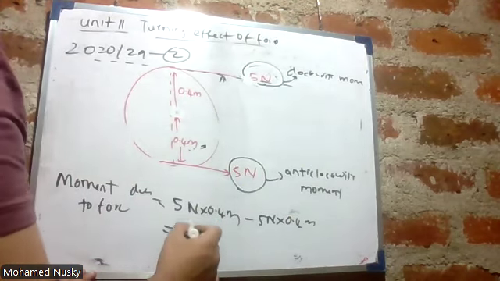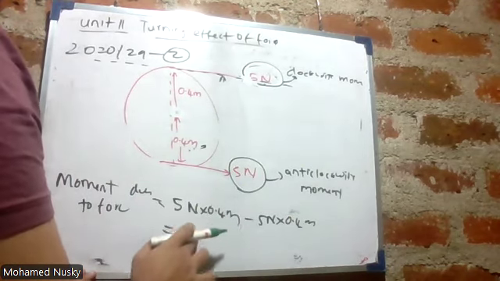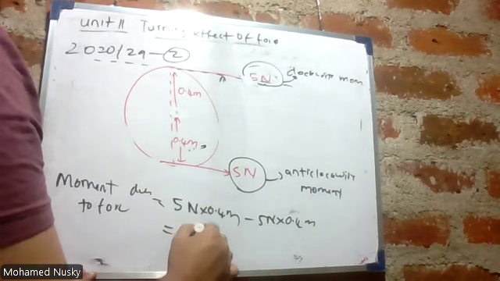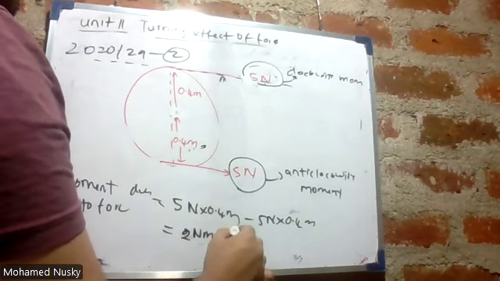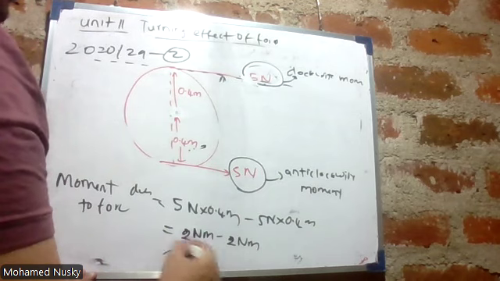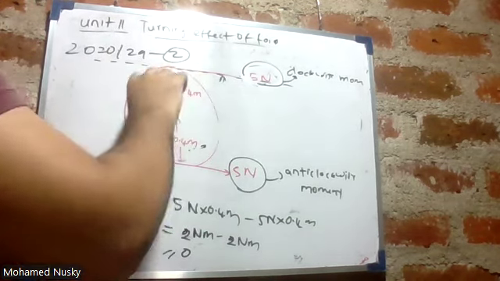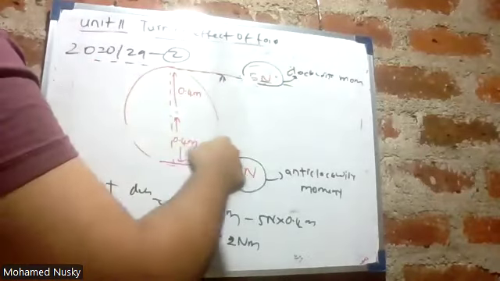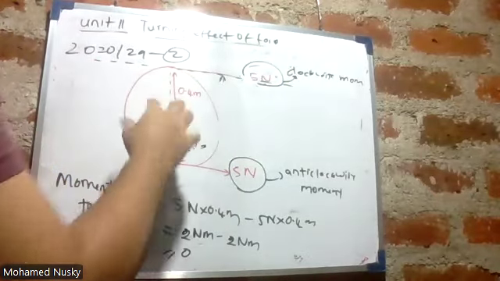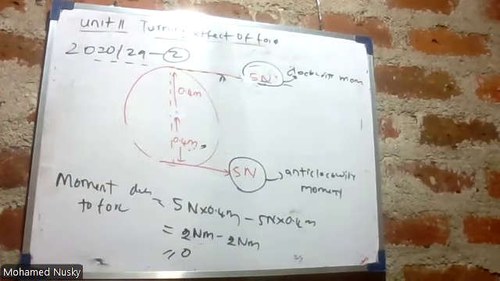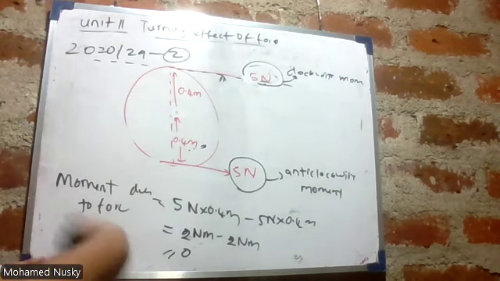5 into 0.4 is 2 Newton meter, minus 2 Newton meter. Answer is 0. The moment created by the two 5 Newton forces on this object is 0. Moment is 0. I have just told you this to give some extra points. If you need this point, write it down.